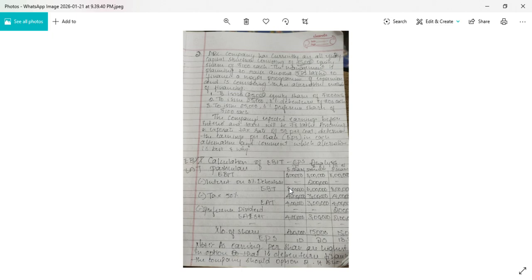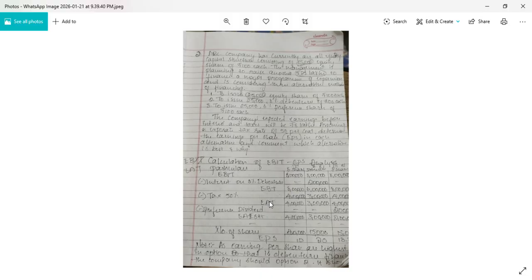So 8 lakh on a first option, 50% if we calculate, we will get 4 lakh rupees. In the second option, if we calculate 50% on 6 lakh, we will get 3 lakh as tax. Then in the third option, on 8 lakh, if I calculate, we will get 4 lakh as tax. So now we'll deduct EBT minus tax.